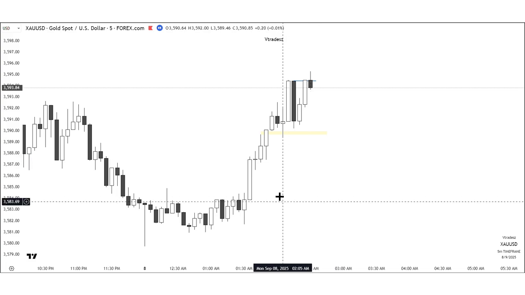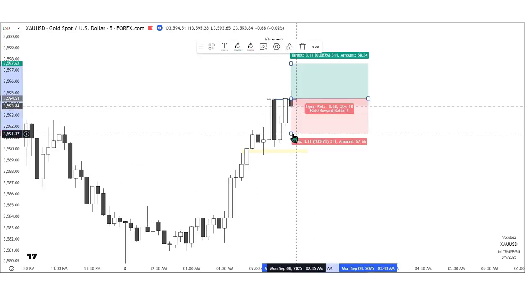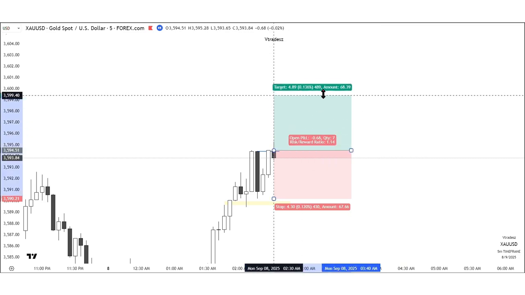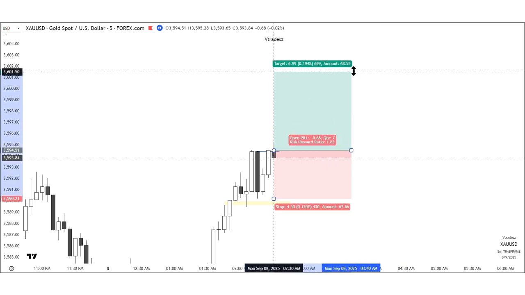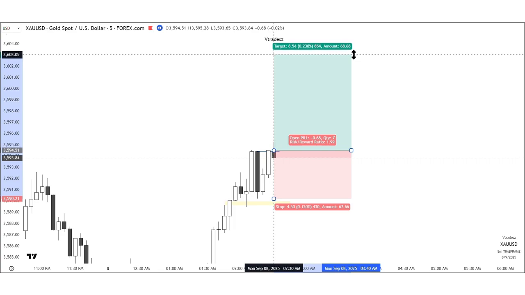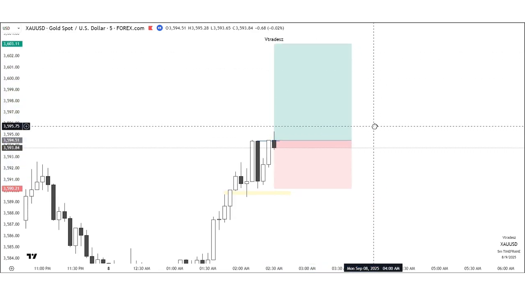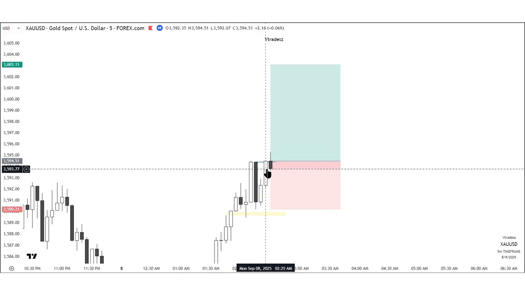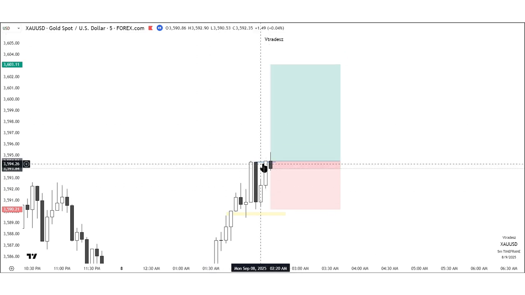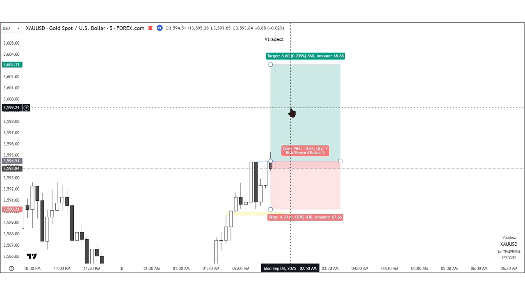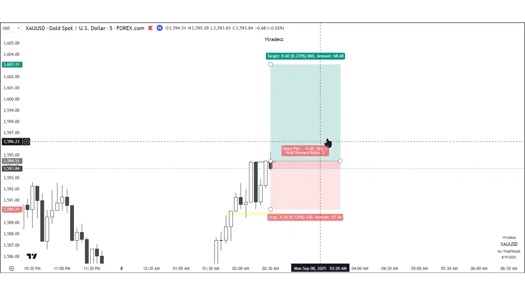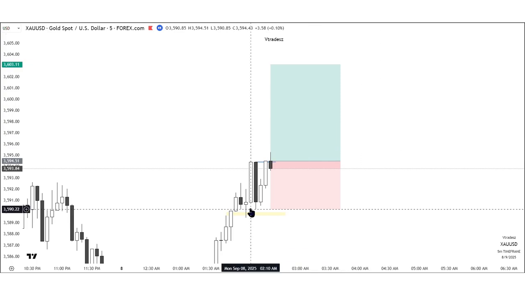Our entry is taken on candle close. Our stop loss is placed below the low of the execution candle. Our target is a fixed 2R. Why do we enter on candle close? Because price does not always retrace. Waiting for retracements can cause you to miss the move entirely. Candle closure confirms intent, and we let price deliver.